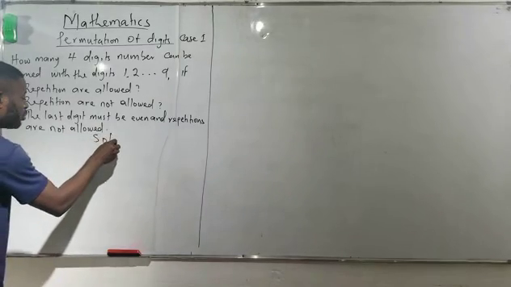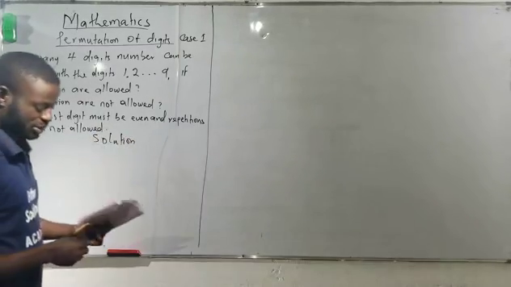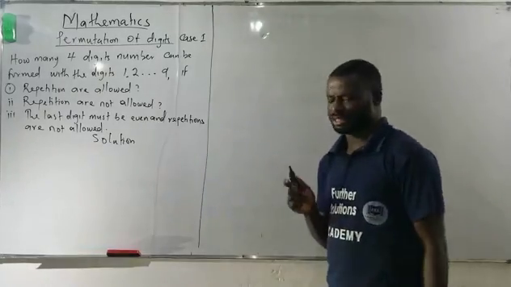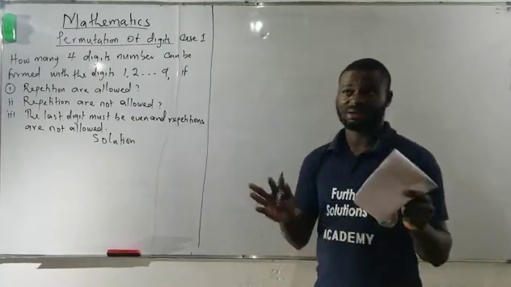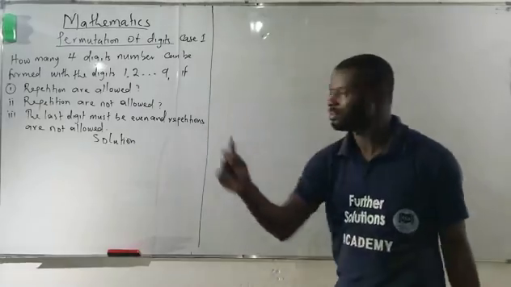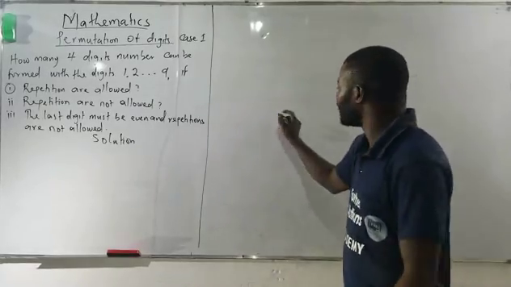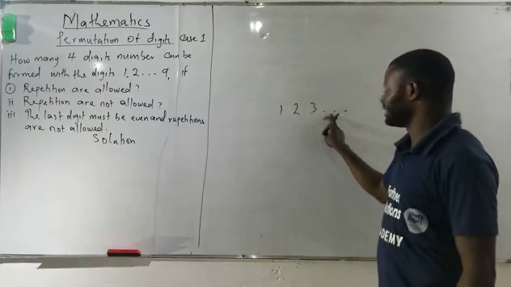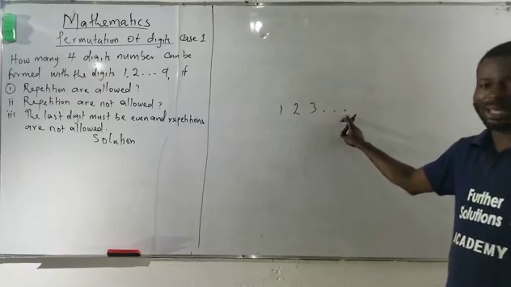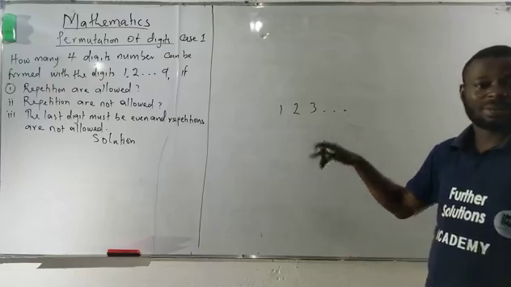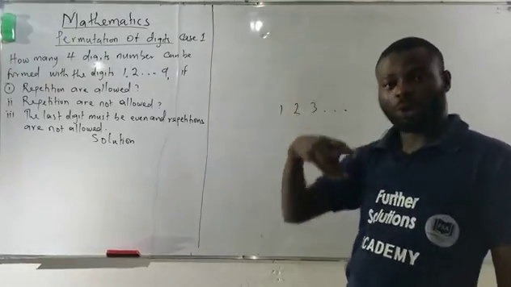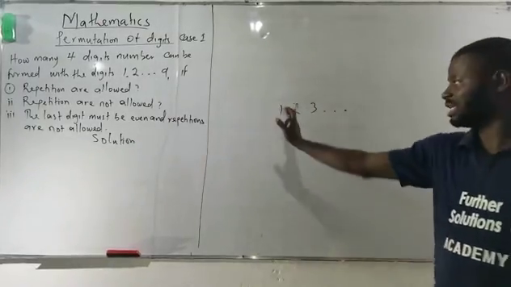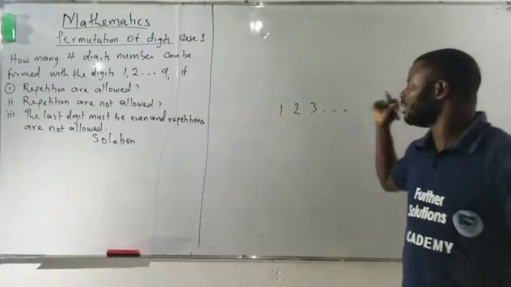It's a very simple question. Take note of this: wherever you are talking about digits, you have to learn about numbers, the number system. When you see 1, 2, 3, dot dot dot, it means the numbers do not end. They keep on moving and moving, but don't forget that the set of these numbers is the natural numbers. Take note of that.